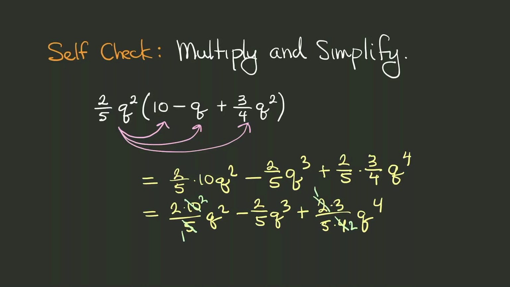And so when we go back through this the last time, we'll have 2 times 2 over 1. That's just 4q squared. Then we have minus 2/5 q cubed. And then on the last term, we have 1 times 3, which is 3, over 5 times 2, which is 10, q to the fourth.